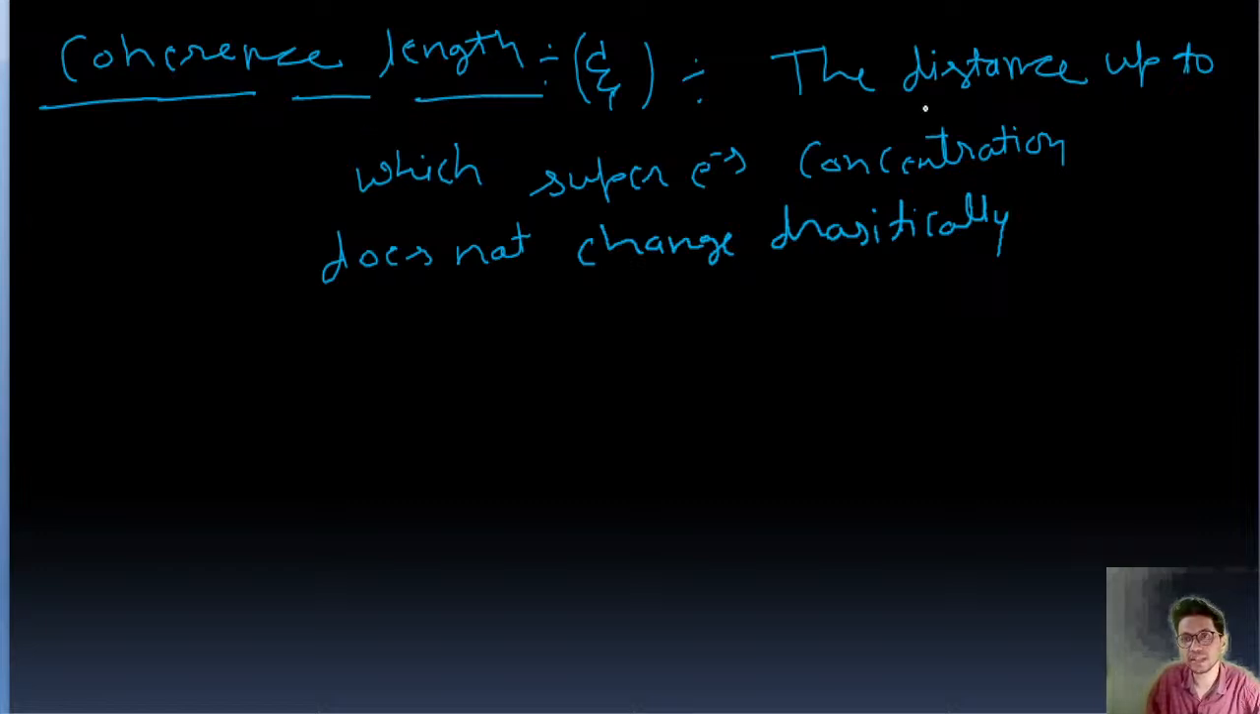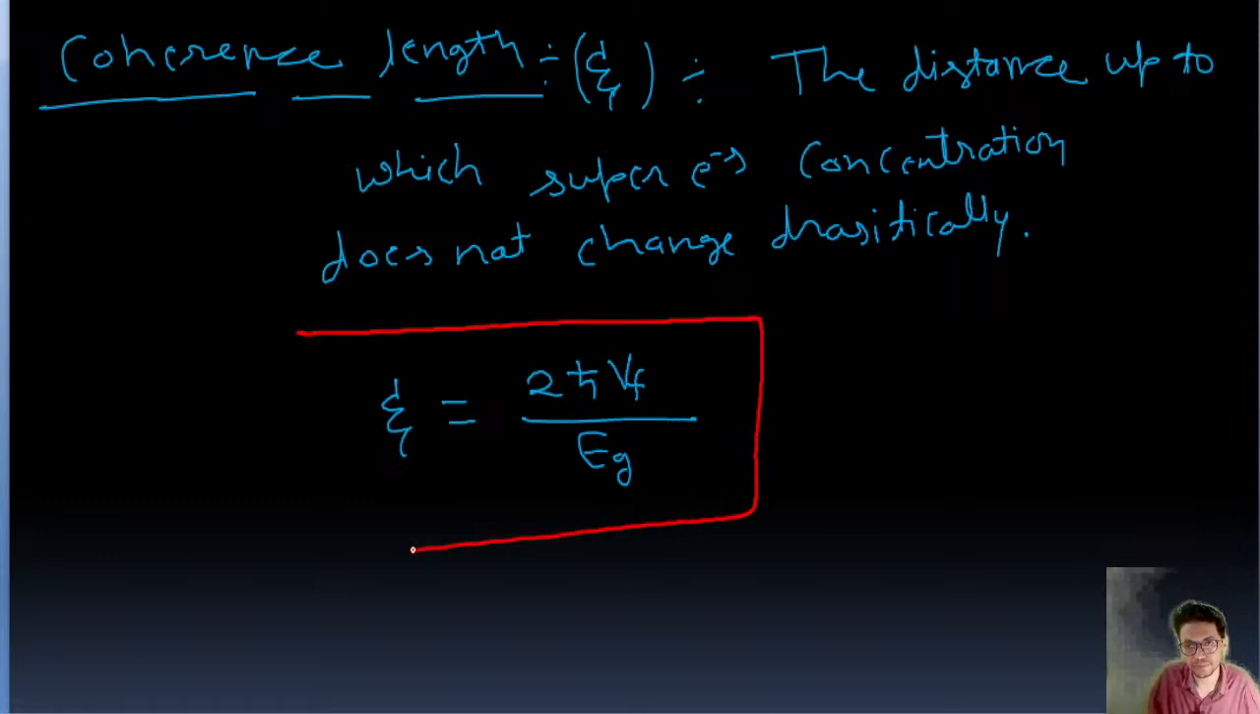Okay, so coherence length is the distance up to which the super electron concentration does not change drastically. That distance is called coherence length. Mathematically it is denoted as zeta equal to 2ħvF upon Eg. Important result.